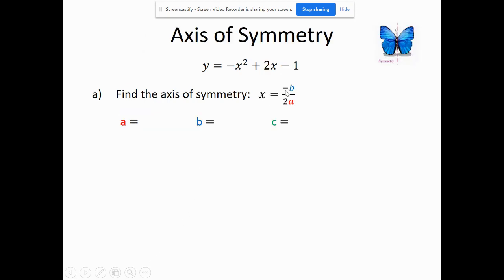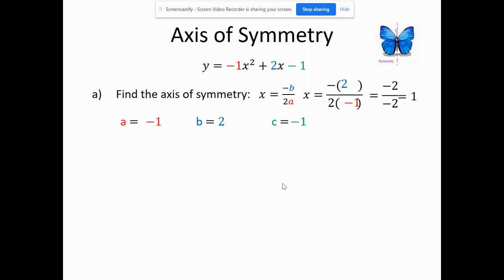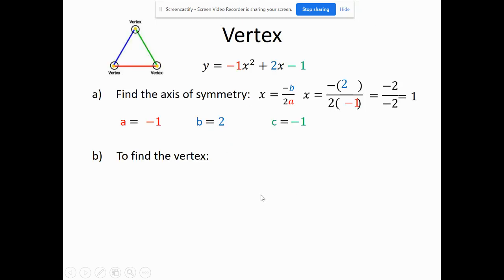Let's try another one. So here I have this negative b over 2a to find the axis of symmetry. Let's go up to my equation. A is negative 1, b is 2, and c is negative 1. So I'm just going to plug it in. Opposite of b, put a 2 in, and 2 times negative 1. So this is going to give me negative 2 divided by negative 2, which is a positive 1. So I know my axis of symmetry is x equals 1. To find the vertex, simply plug 1 into the equation.